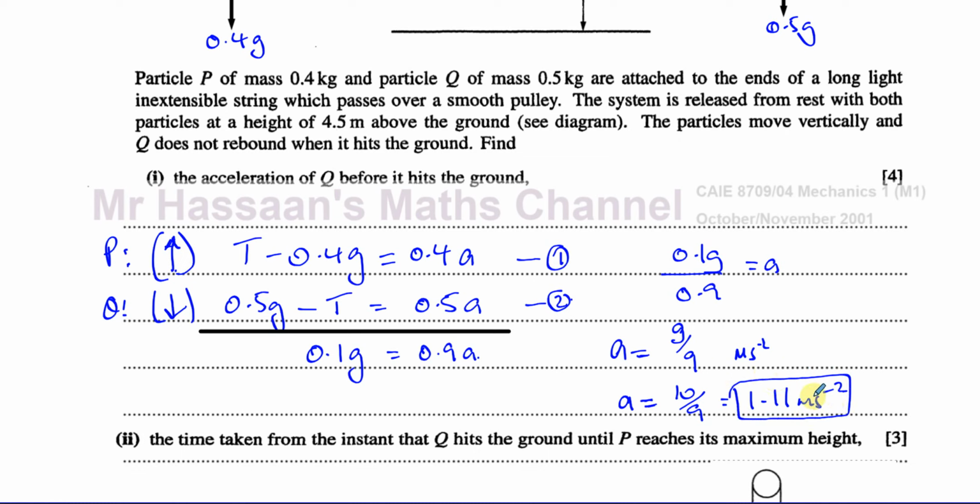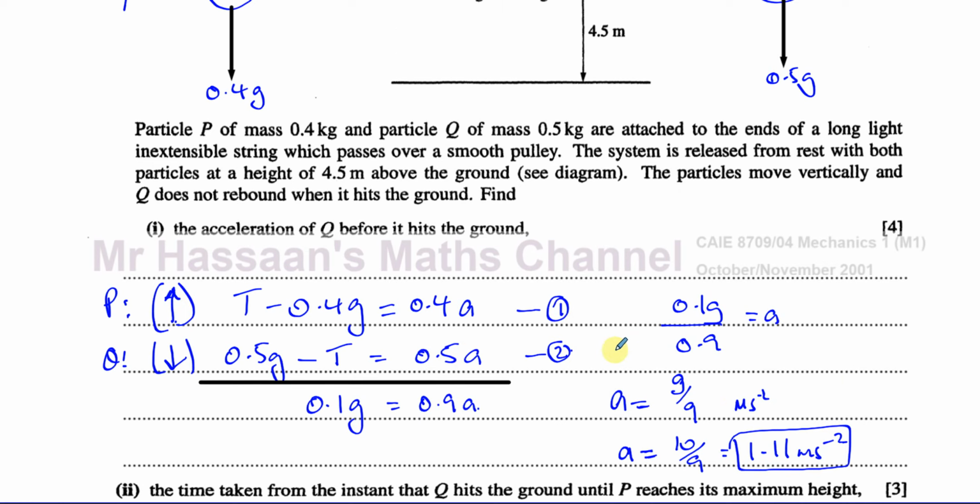If you were going to use Edexcel, you would say 9.8 over 9, and then you'd give your answer to 3SF or 2SF if you wanted to. That would be your answer, slightly different. You could even leave it in terms of g if you want, g over 9 or 1 over 9 g. That's normally fine as well. All right, so there's part 1.